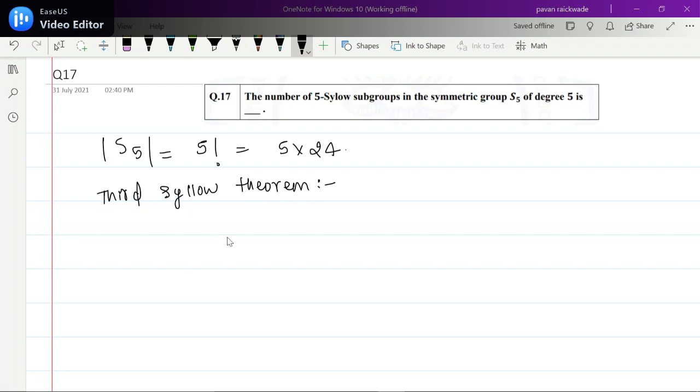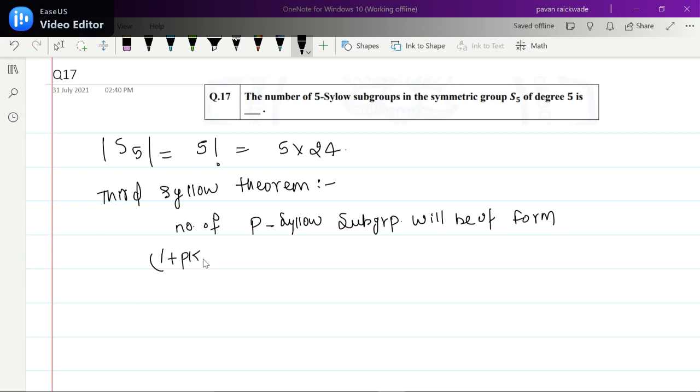The third Sylow theorem says that in any group, the number of p-Sylow subgroups will be of the form 1 plus pk, which will divide the order of the group, for different values of p. These are all possibilities. This theorem doesn't straight away say that this many subgroups will be there, but these are the only possibilities.